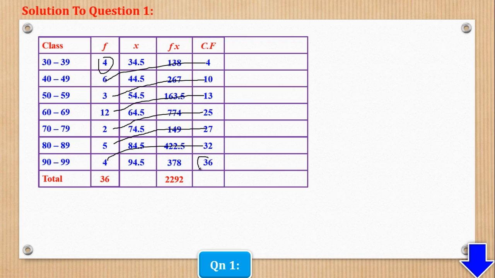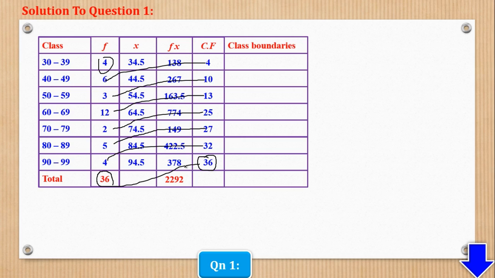So I think we realize that this last value corresponds to the total frequency. That's how you can know that you have generated the column correctly or there are some errors. If these two values are different, then there must be some error in either this or this value.